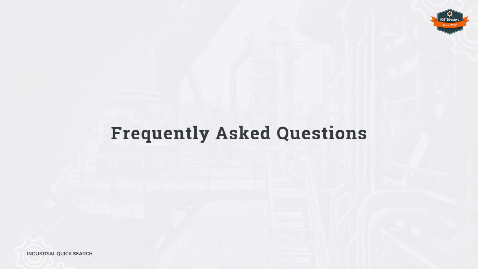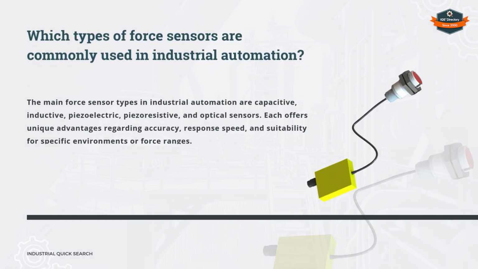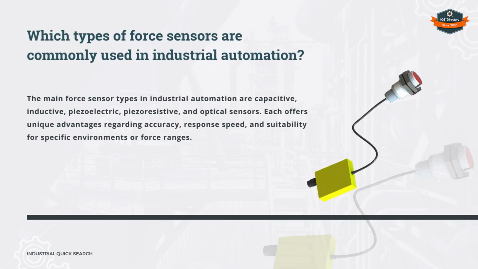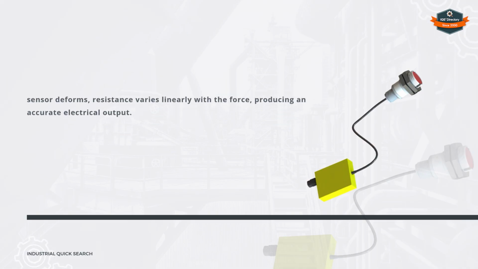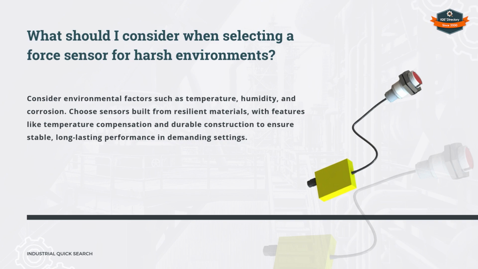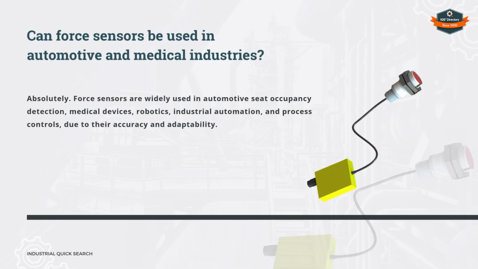Frequently asked questions. What is the basic working principle of force sensors? Which types of force sensors are commonly used in industrial automation? How does a strain gauge sensor measure force? What should I consider when selecting a force sensor for harsh environments? Are there miniature force sensors suitable for confined spaces? Can force sensors be used in automotive and medical industries?